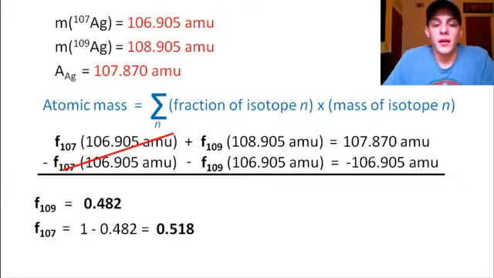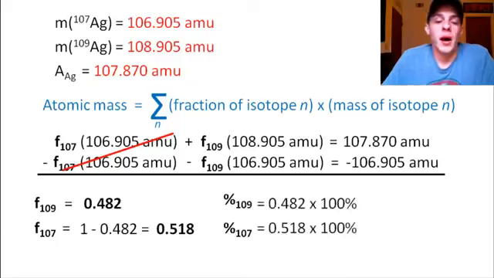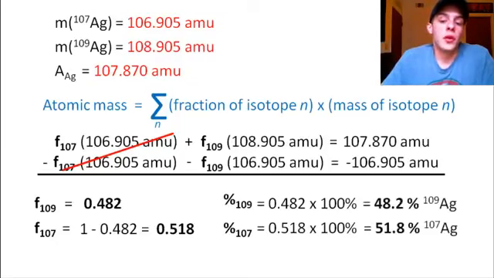And if you want to find these fractions in terms of percent abundances, all you have to do is just multiply those fractions by 100%, and that'll give you the percent abundances. So this means we have 48.2% silver 109 and 51.8% silver 107.